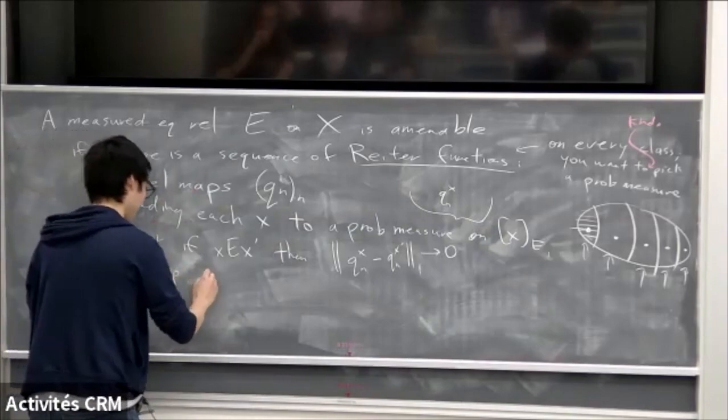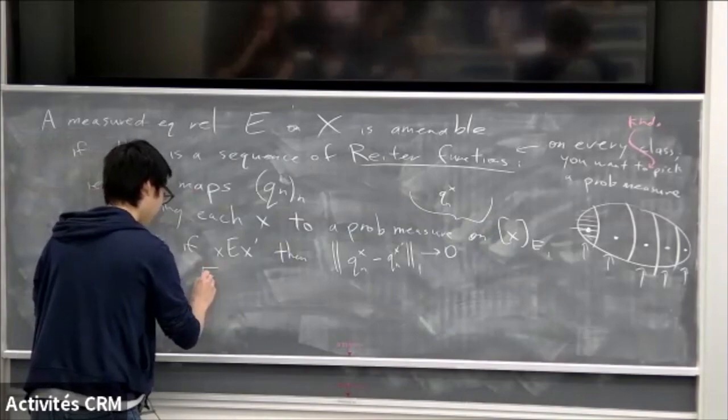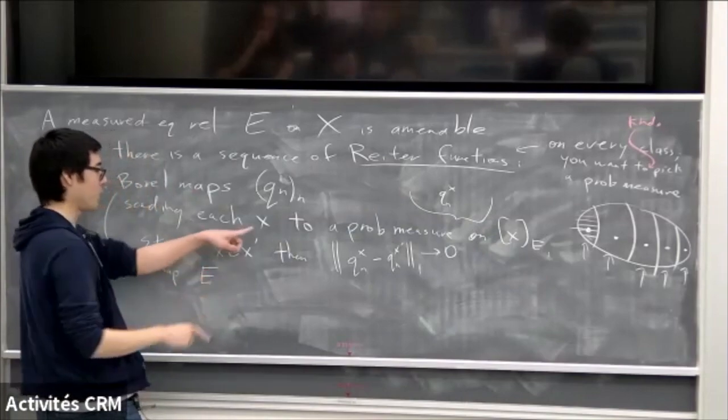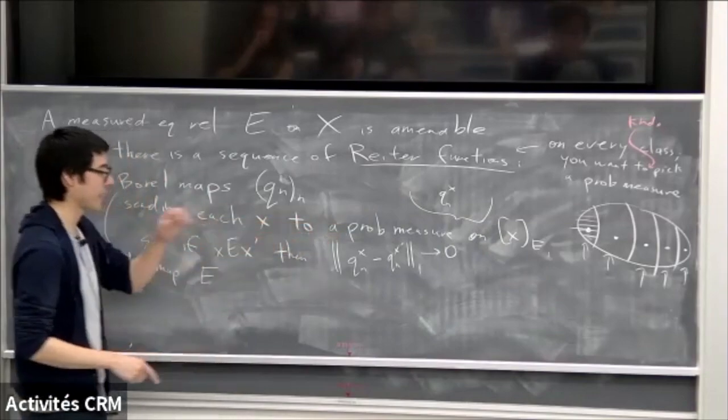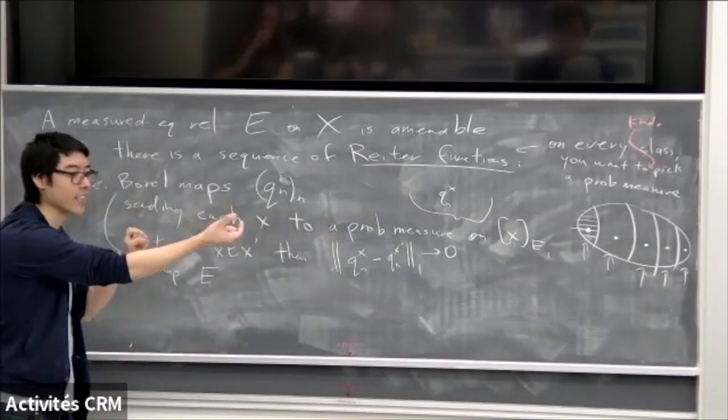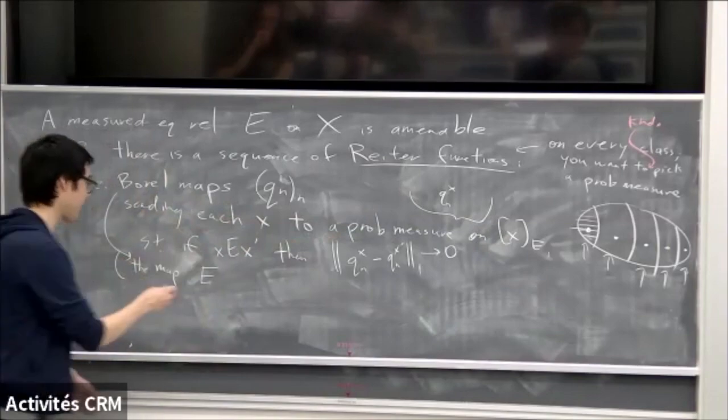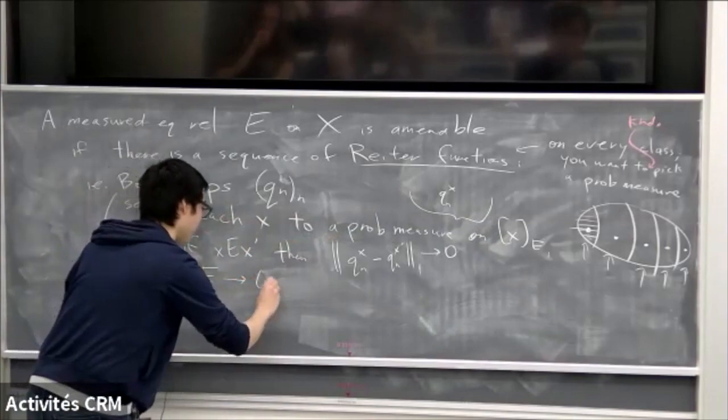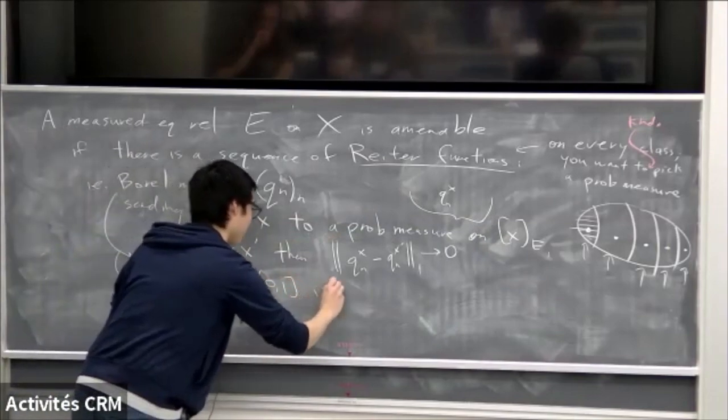By a Borel map, I mean: if you send every x to a probability measure, you're sending x to a function that takes a y and outputs a number. So I'm just saying the map that sends each pair to this is Borel.